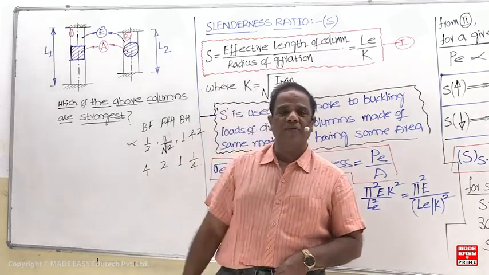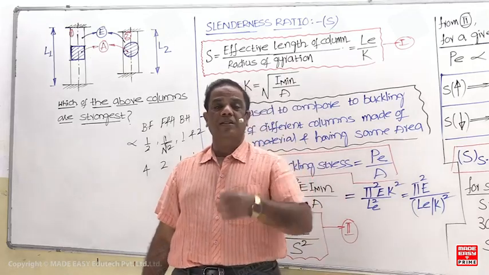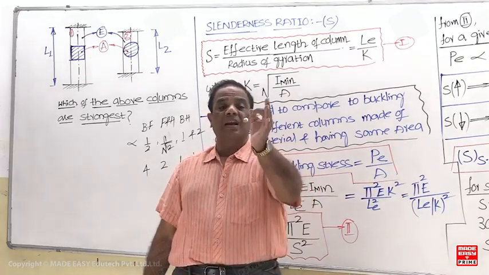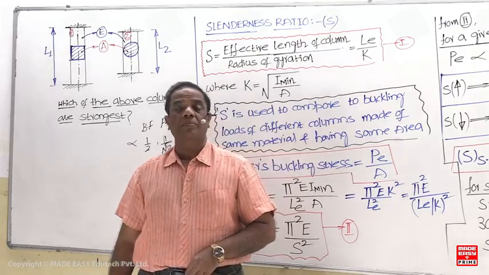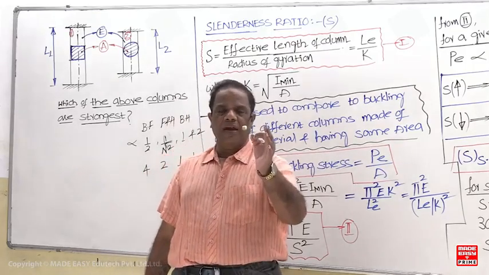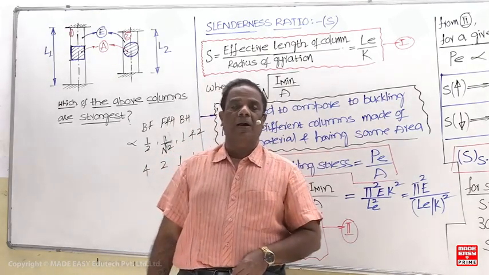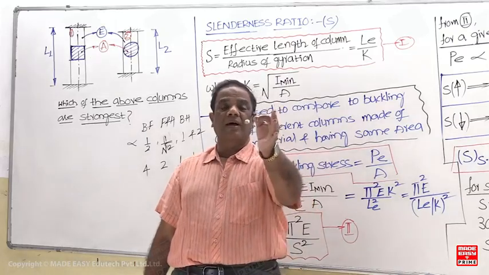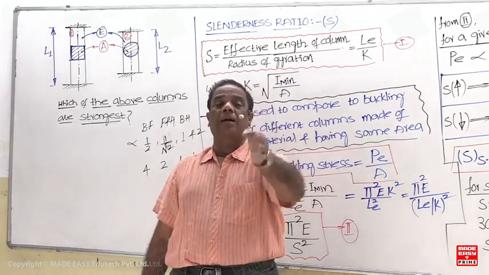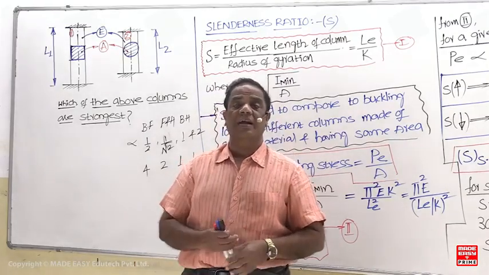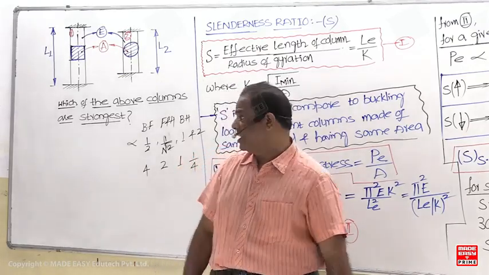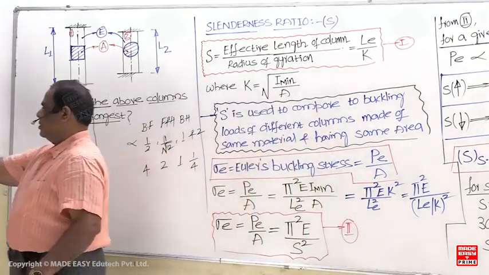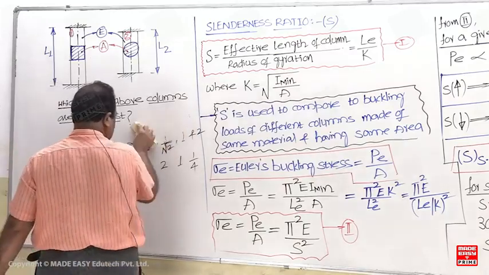And what is the buckling load definition we studied? Buckling load is the maximum axial compressive load that a column can withstand without undergoing buckling, that is, without undergoing any axis deviation. This is all you have studied in the last lecture.